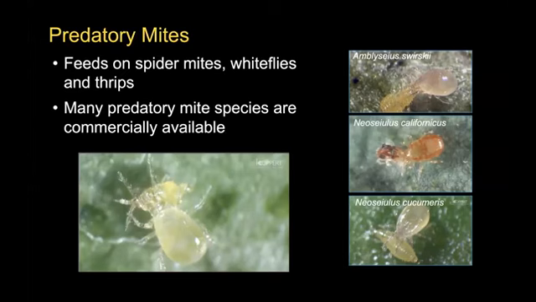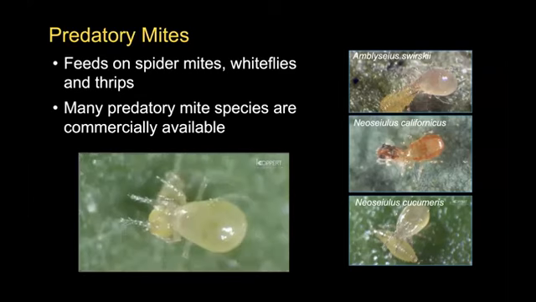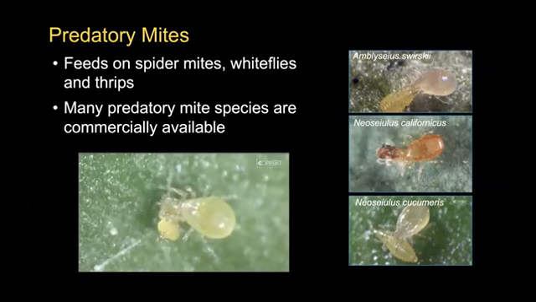And here are some of the examples of commercially available predatory mites. On the right, there is Amblyseius swirskii species. And they are also available in a wide range of species, and they are very important biological control agents.